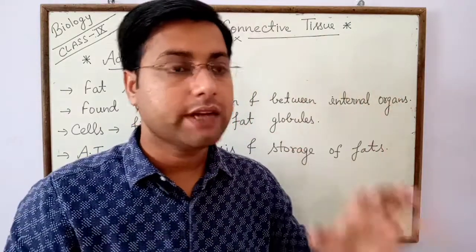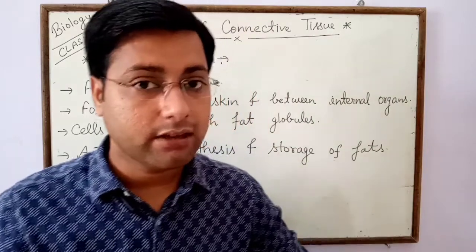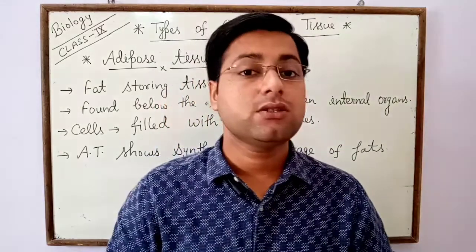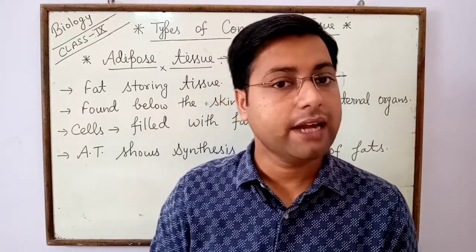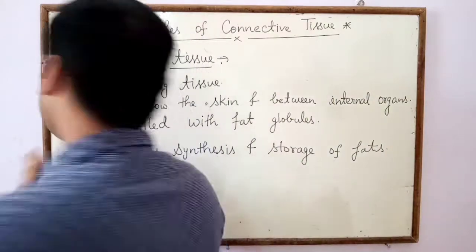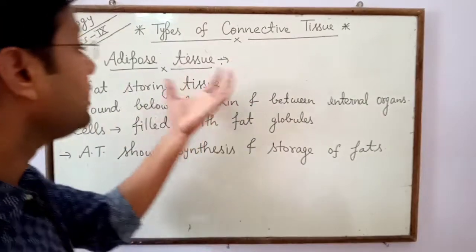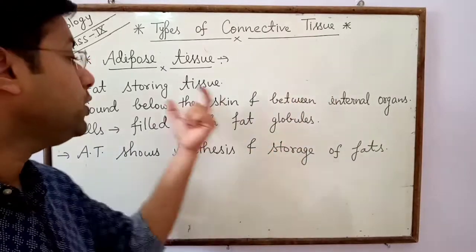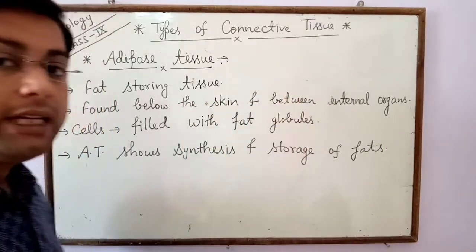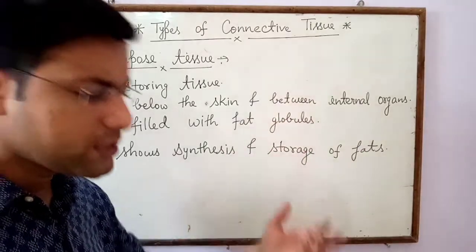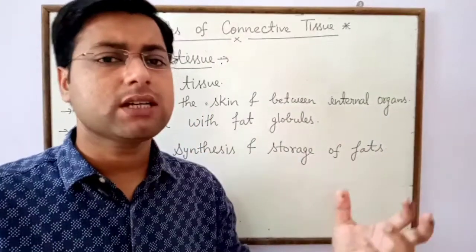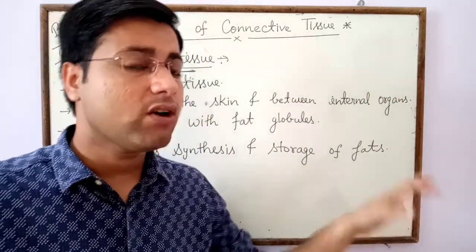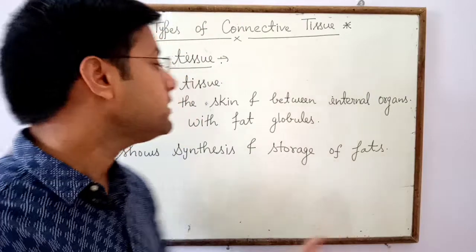The cells of adipose tissue contain fat globules, and the adipose tissue helps in the synthesis and storage of fat. So it is a connective tissue and fat-storing tissue, found below the skin and between the internal organs of our body, because there are many types of organs present in our body, and those organs form organ systems that maintain the body functions.